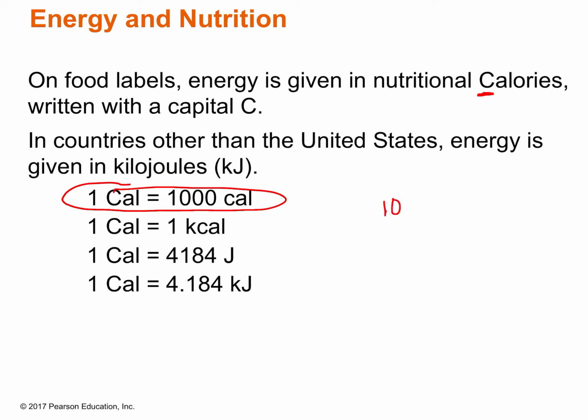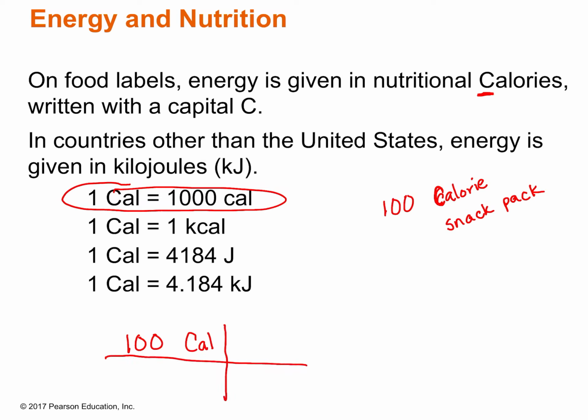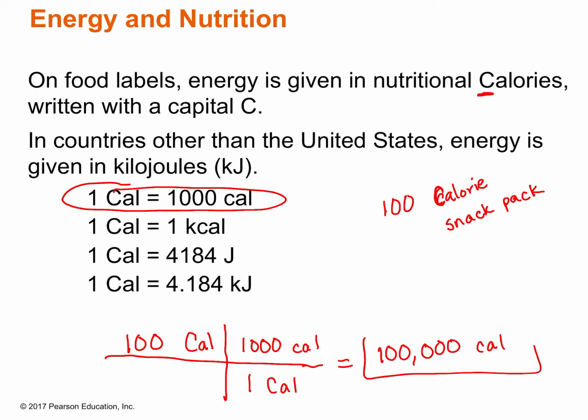So if you're having, let's say, those 100 calorie snack packs, right? And they always write it with a lowercase c. That is not actually 100 calories, because this calorie should be written with a capital C. If we had 100 capital C calories and we have this conversion factor, 1 Calorie is equal to 1,000 little c calories, we could write this like this. And your 100 calorie snack pack is actually 100,000 calories, right?